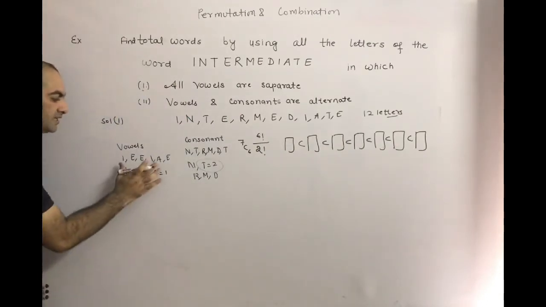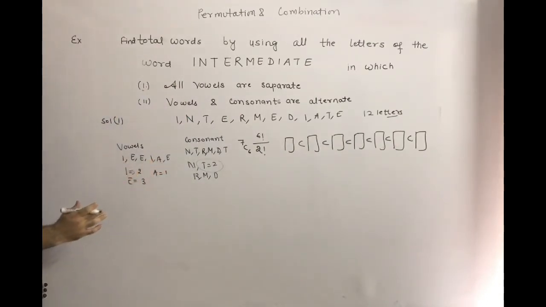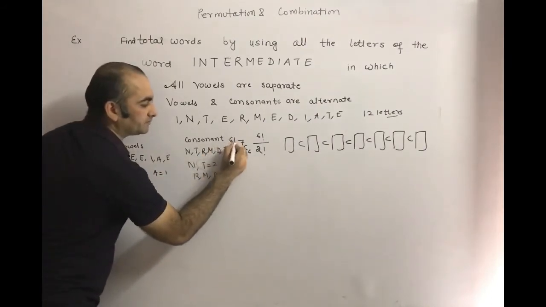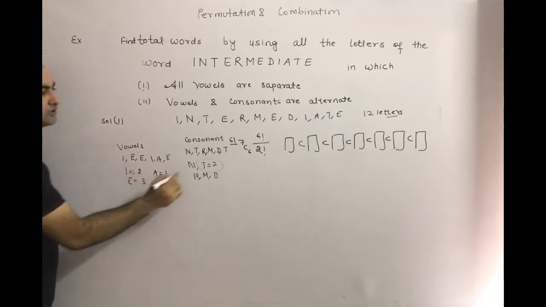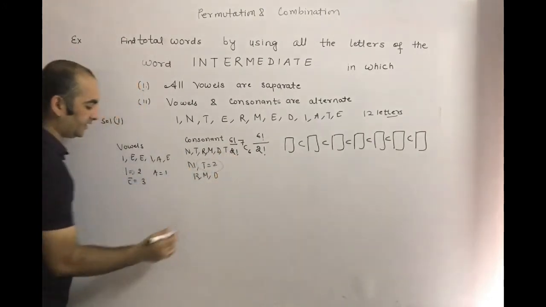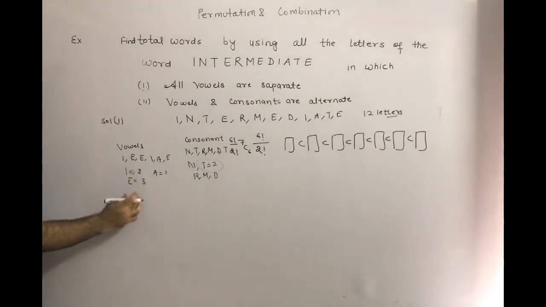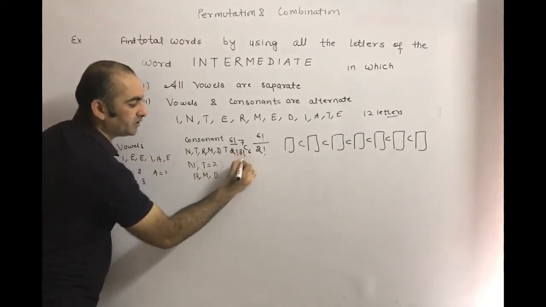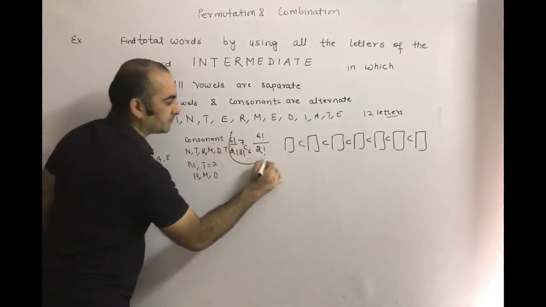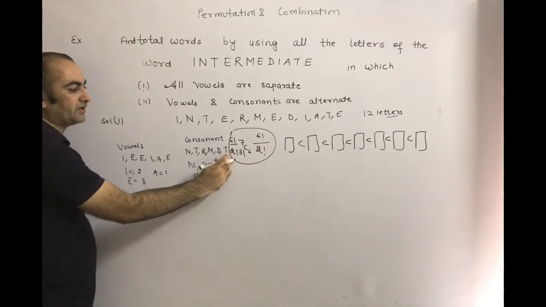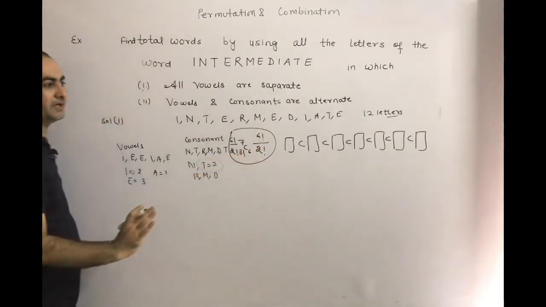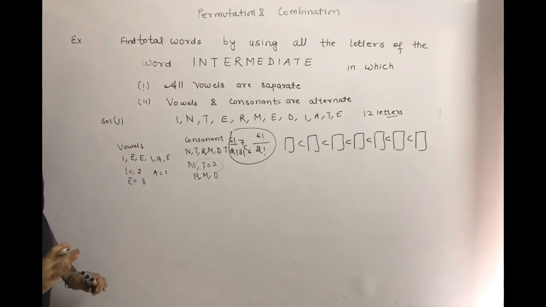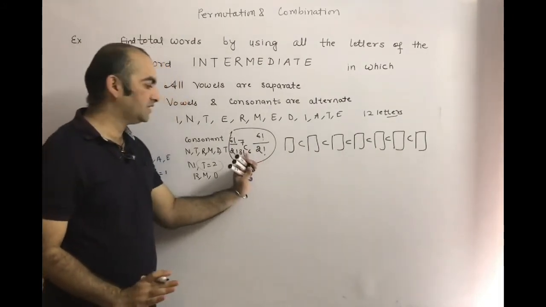Now you have to arrange the vowels. There are 6 vowels, so the arrangement of vowels is 6 factorial. Here there are 2 I that are the same, so you have to divide by 2 factorial. And the 3 E are the same, so you have to divide by 3 factorial. So your answer is 6 factorial divided by 2 factorial, into 7C6, into 6 factorial divided by 2 factorial into 3 factorial. That is your answer.